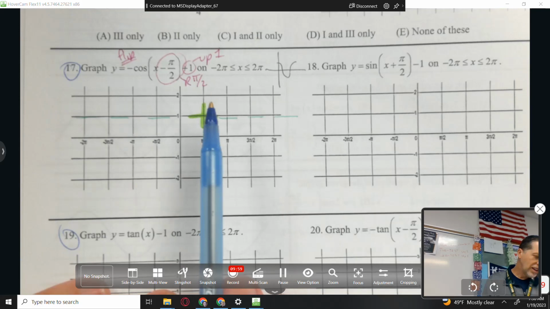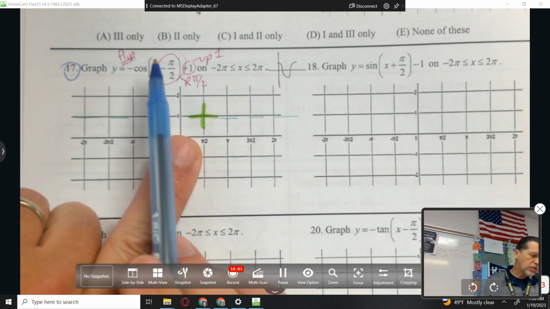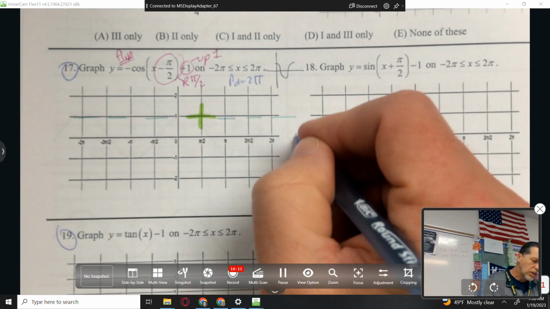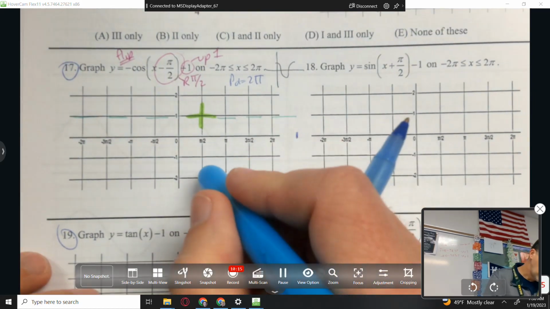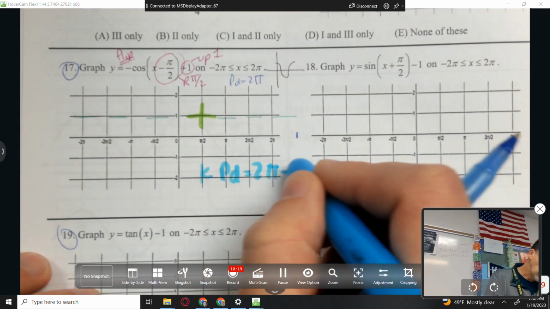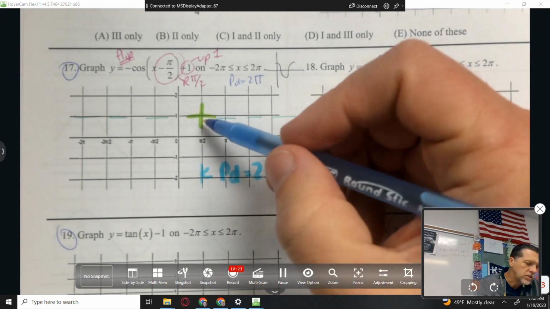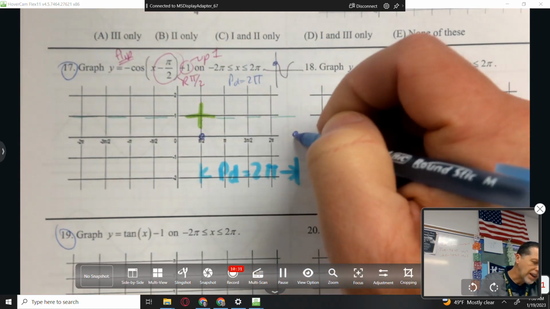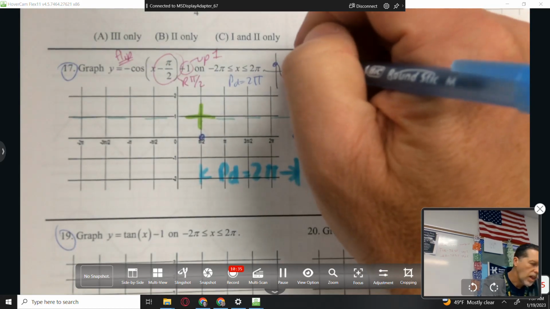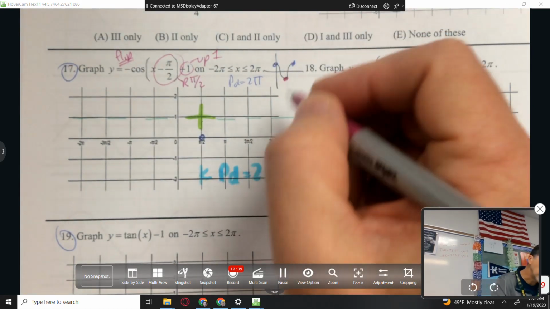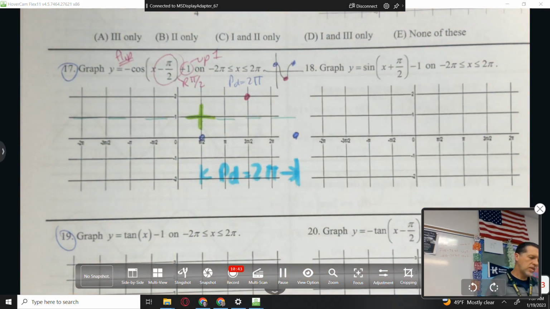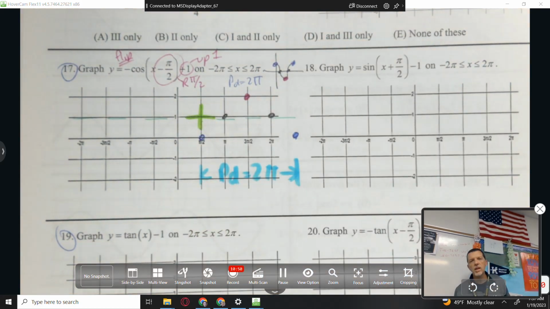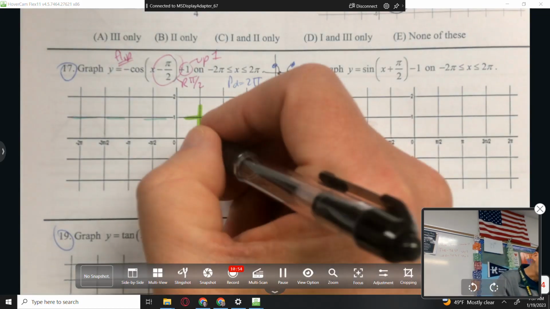Back to 17. So there's my starting point. The period's 2 pi, so I don't have to worry about that. Be careful though, that doesn't mean you go to 2 pi, that means you go 2 pi away. And let's see, cosine starts at a max, although this one's flipped, so it starts at a min, which means it ends at a min. In the middle is usually a minimum, but this one's flipped, so it's a maximum. And in between the maximums and the minimums are the midline points.